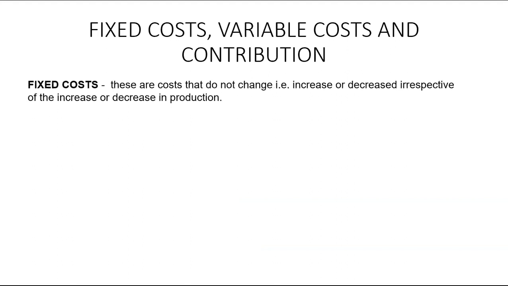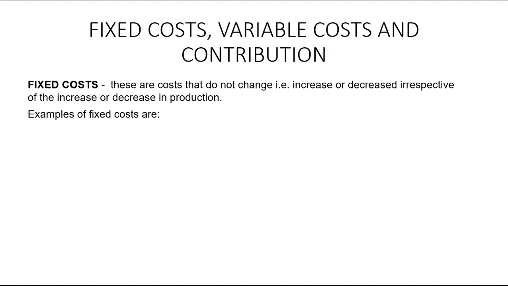So what are the fixed costs? Fixed costs are costs that do not increase or decrease irrespective of the increase or decrease in production. So they remain constant. Whether you produce more or you produce less, they remain constant. That's what fixed costs are. Now, what are examples of these fixed costs? Let's say we have rented our factory space and we are paying 10,000 Rand per month for that factory space. Whether we are producing or not, we still have to pay that 10,000 Rand.